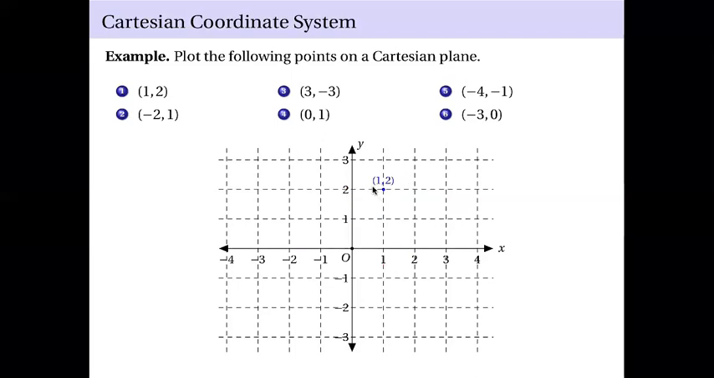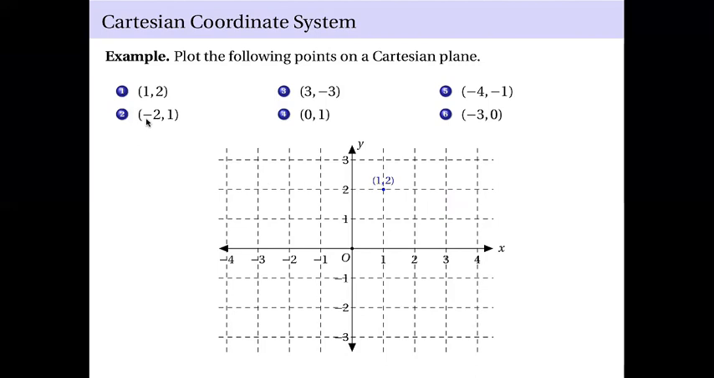So let's see. That's your 1, comma 2. So you draw this vertical line passing through this 1, comma 0. And then in here, a horizontal line passing through 0, comma 2. The point of intersection is here. You have 1, comma 2. Okay?